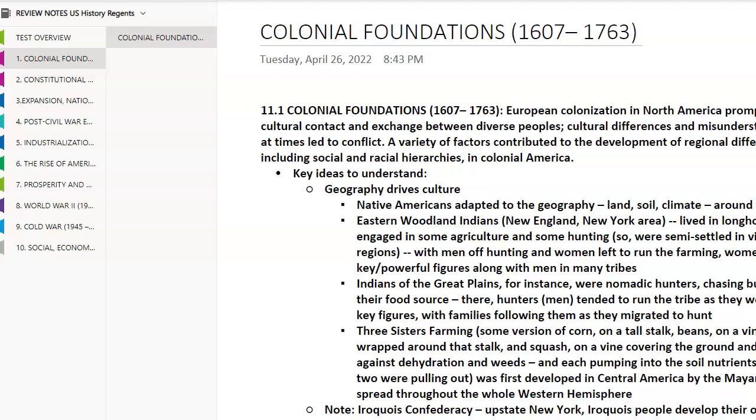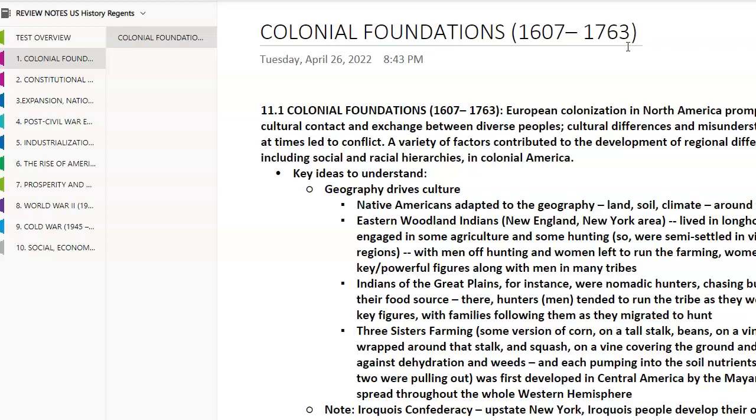Okay. So Unit 1 or Period 1 that we begin with is Colonial Foundations. You see there the dates, 1607 to 1763. All of the dates for these periods mean something. 1607 you should recognize as the beginnings of English colonization in North America. Specifically, that's the year that Jamestown gets founded in Virginia.